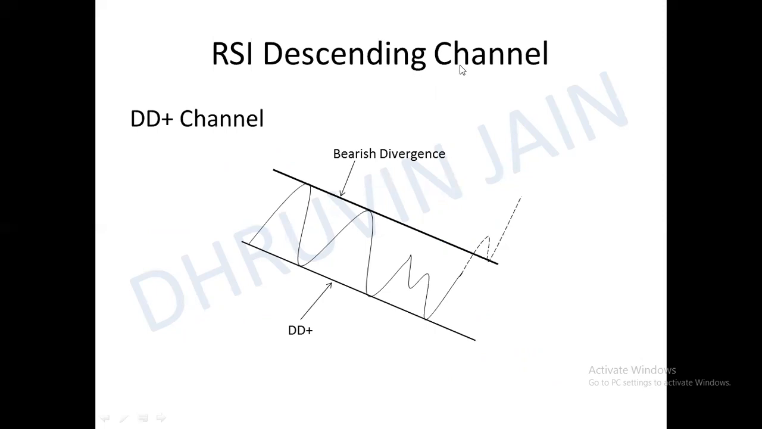Right now, we have started the advanced framework of the RSI, and we are learning the subjects of RSI channeling and segmentation. From this point onwards, we are actually starting RSI channeling and segmentation. So what is a DD plus channel, also known by the basic name, descending channel?